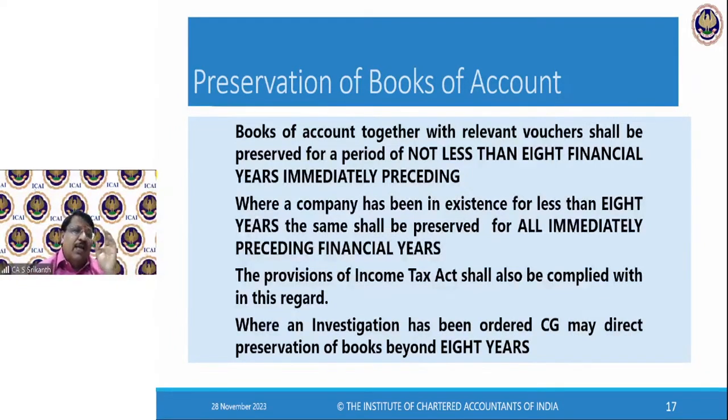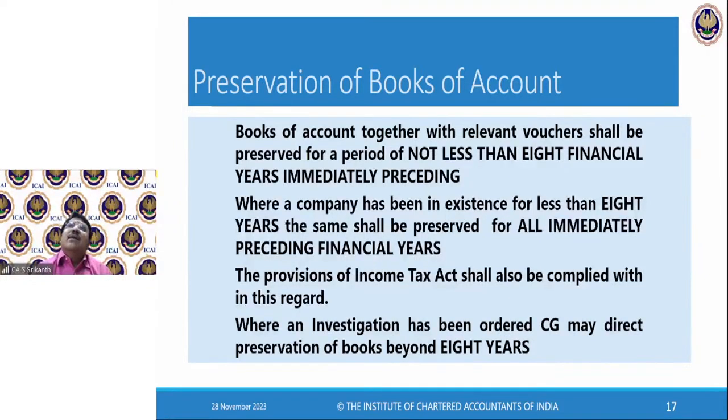So, when I say I started the company in 2021, March 22 is the first financial year, then 23, 24, 25, 26, 27, 28, 29. So March 29 is the 8th financial year, over. Then I enter the next financial year, the 9th, and the first financial year can go. This is as per company law.